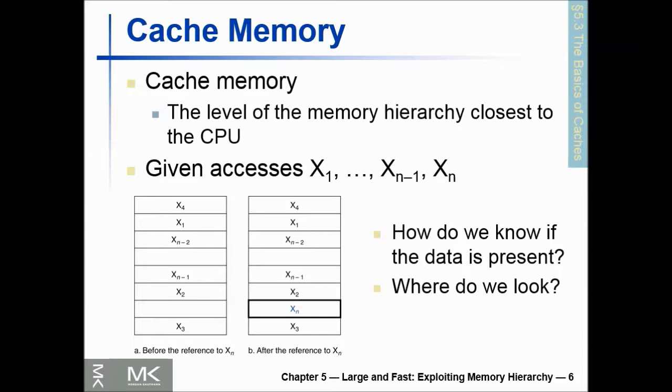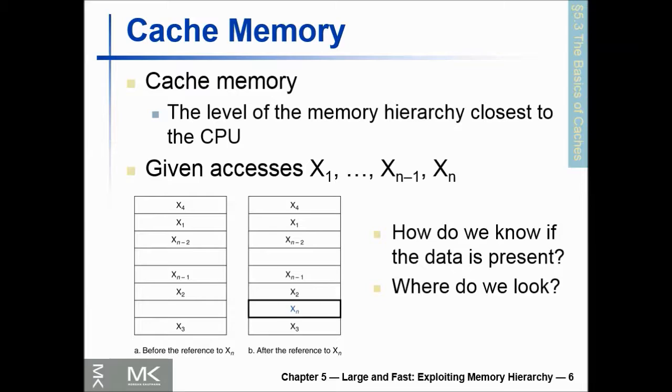So the cache is a smaller, faster memory which stores copies of the data from the most frequently used main memory locations. As long as most memory accesses are to cache memory locations, the average latency of memory accesses will be closer to the cache latency than to the latency of main memory.